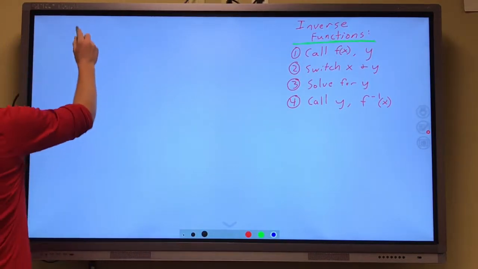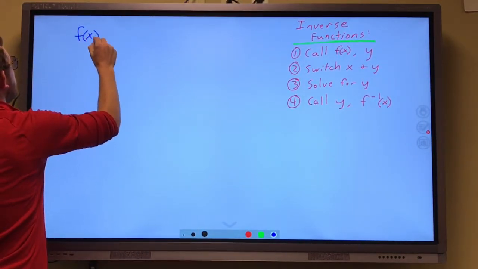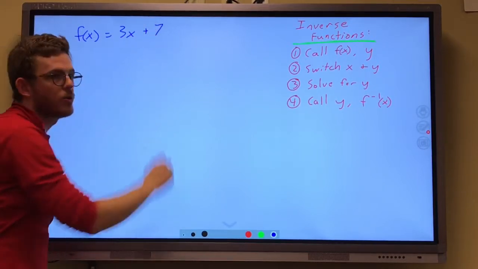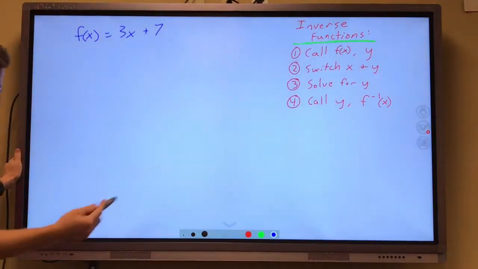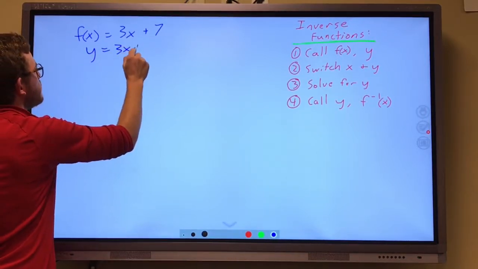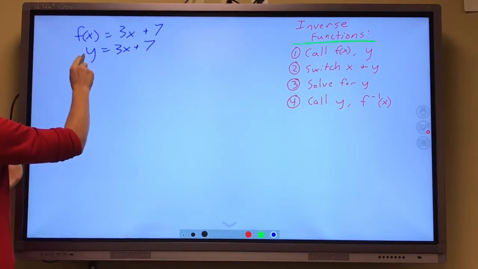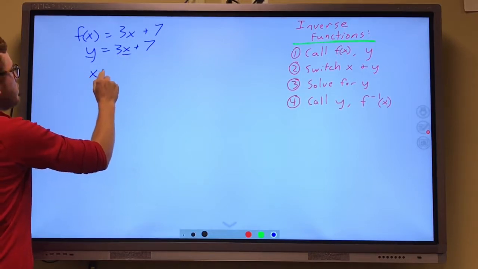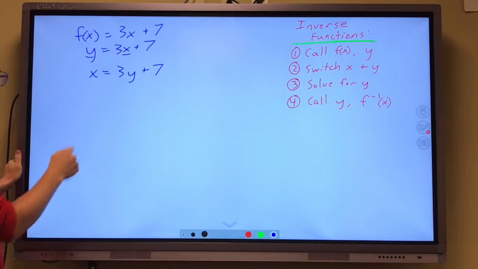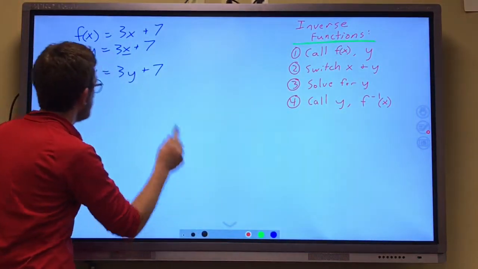So, if we're starting with some function, we'll start with 3x plus 7. Of course, our steps: we're going to call f of x, y. We're going to switch x and y. Now we're going to solve for y.